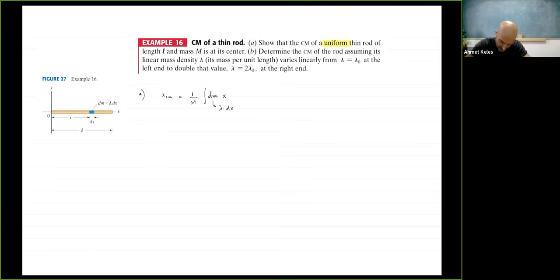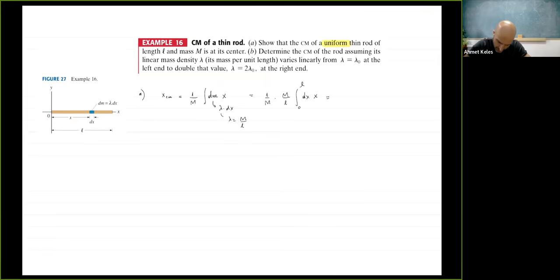And lambda is equal to the total mass divided by length. Okay. So this is going to be equal to 1 over M. Let me put lambda outside. This is M over L, integral dx times x. And the limits of the integral: x goes from 0. So this x is 0 here. Or if you take the maximum, it's going to be L. So this goes from 0 to L.